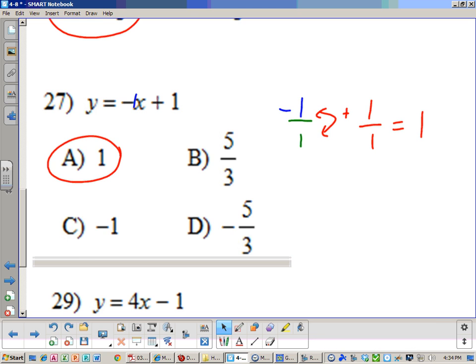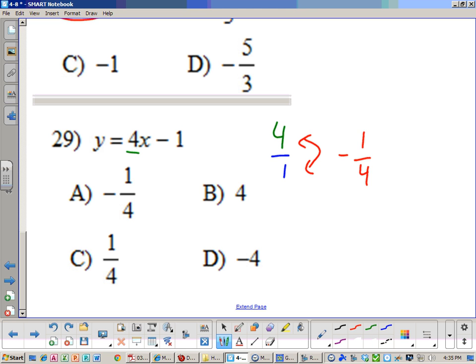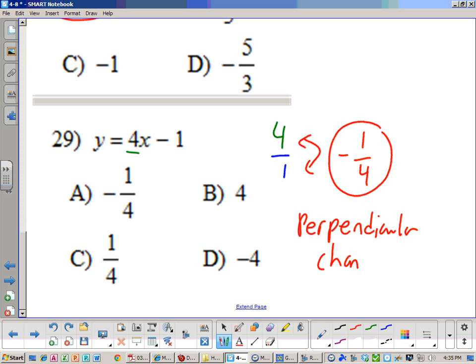Last problem, 29. Currently has a slope of 4. If I have a slope of 4, I'm going to say that this 4 is over 1. 4 over 1, I flip the fraction, I'll get negative 1 over 4. Don't forget perpendicular lines: you change the sign and you flip the fraction.